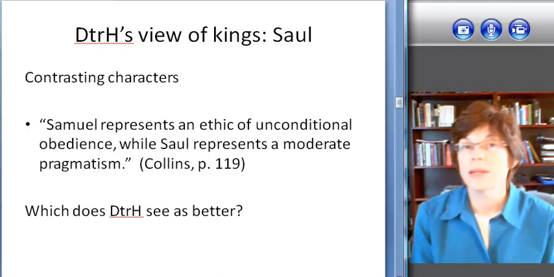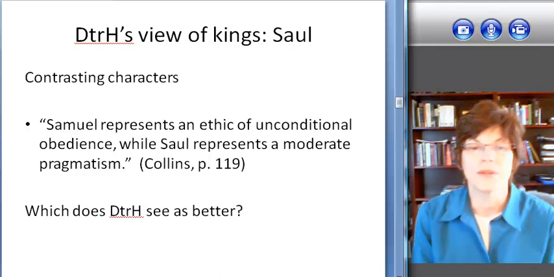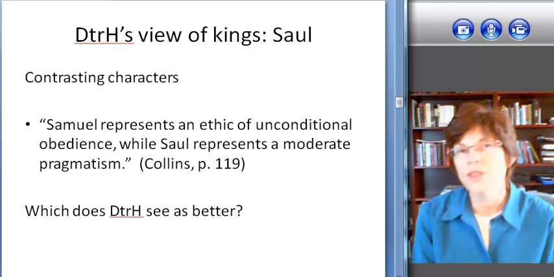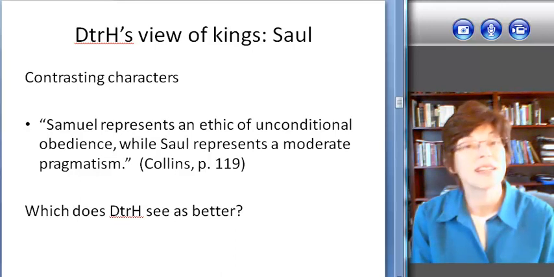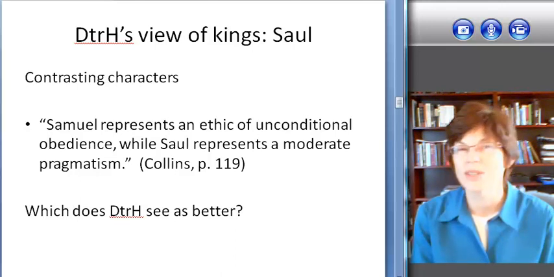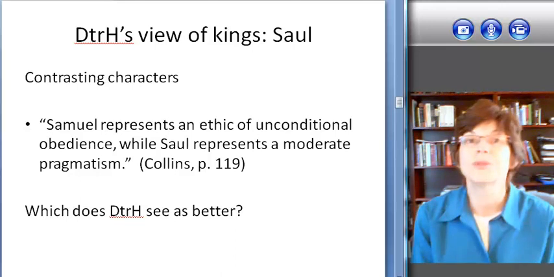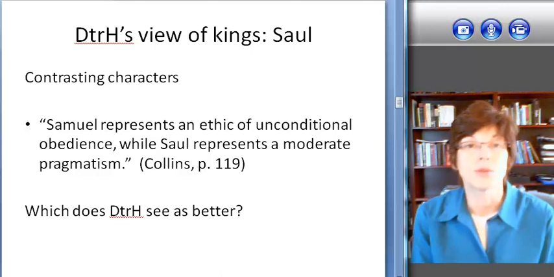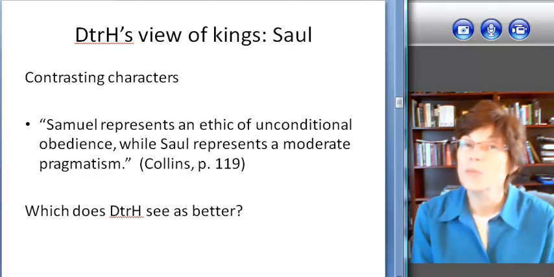While Collins may be talking about his own view of Samuel and Saul, notice how the contrast of those two characters would be significant to the Deuteronomistic historian. Think about what else you know about the Deuteronomistic nature of the Deuteronomistic history. How the story as a whole follows Deuteronomy to try to show that obedience is better than anything else.